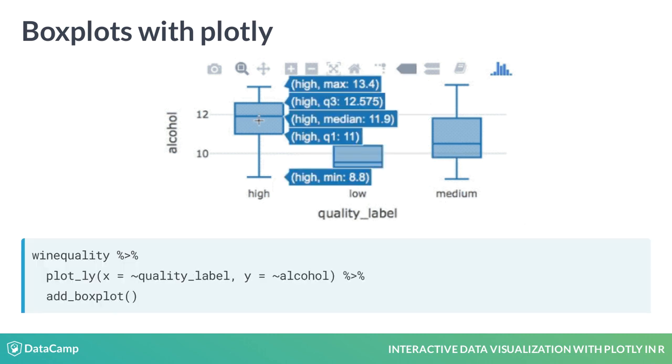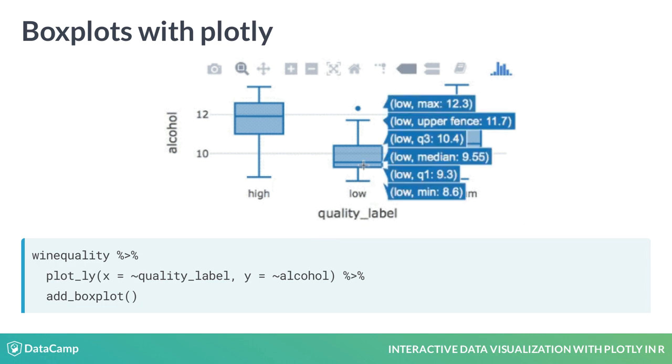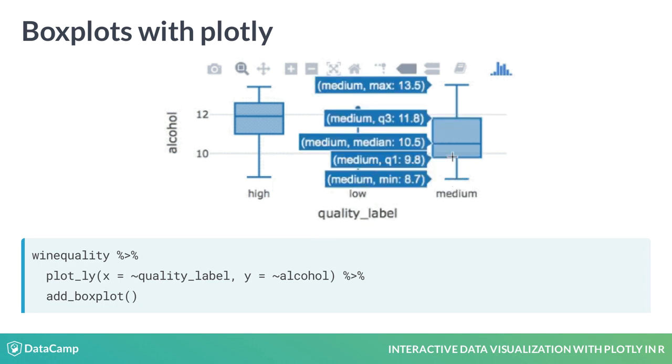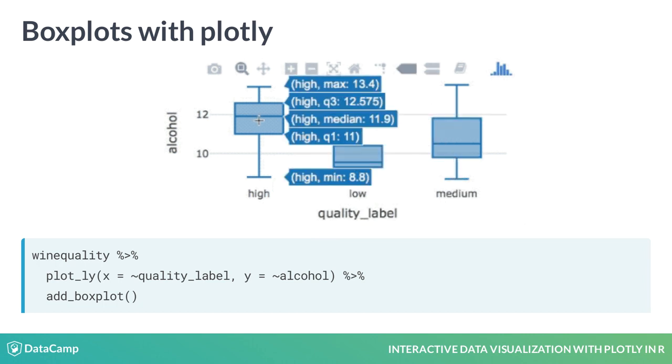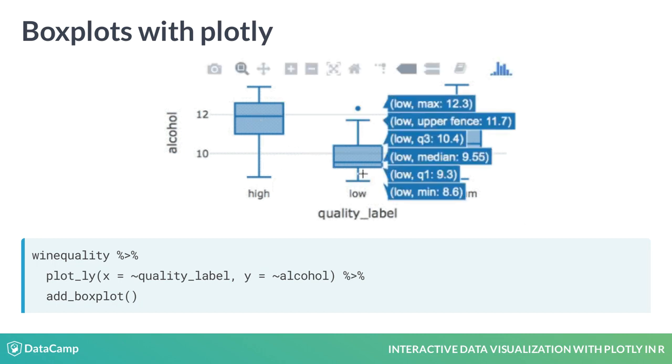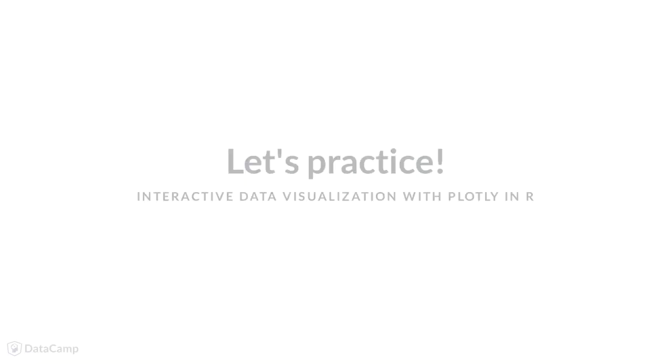To create this set of side-by-side box plots, we map the quality label to the x-axis, alcohol to the y-axis, and add a boxplot trace.